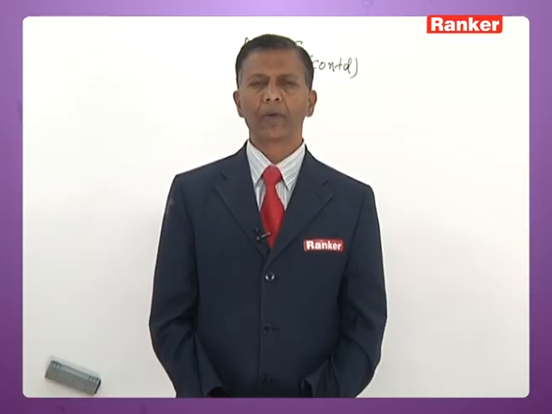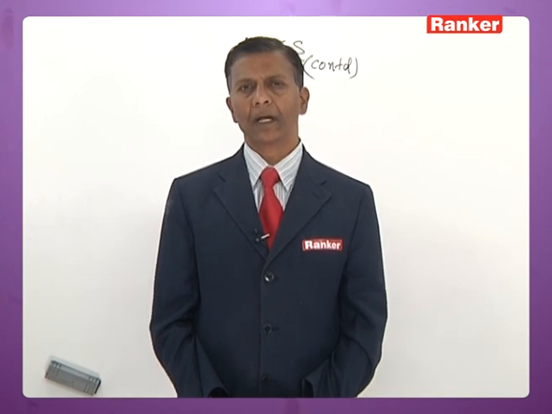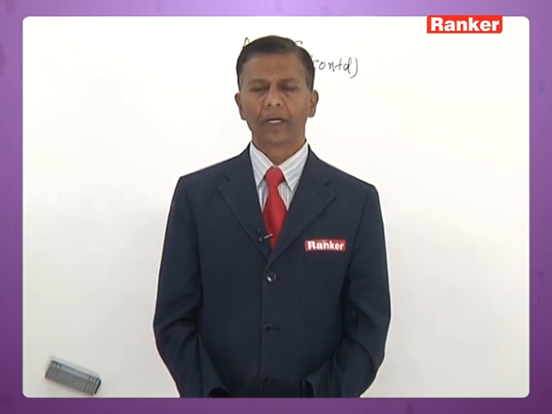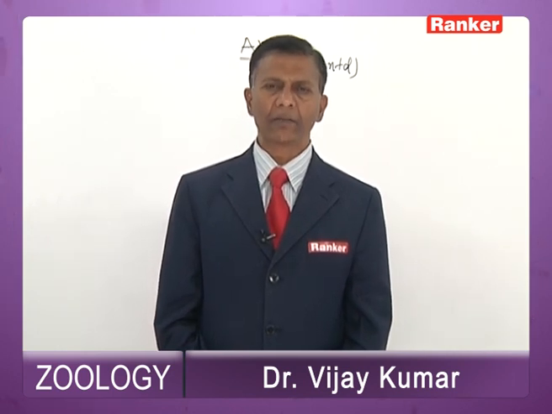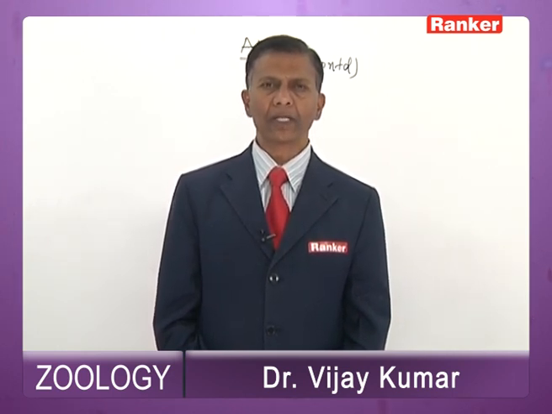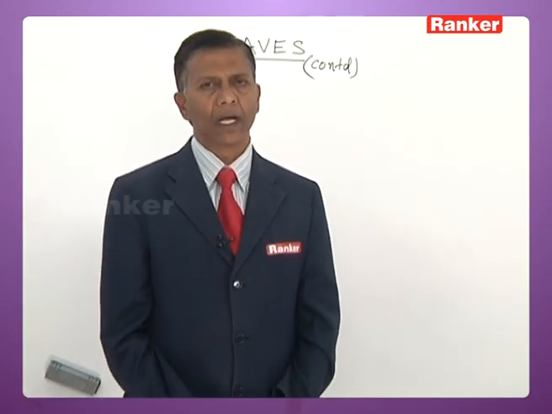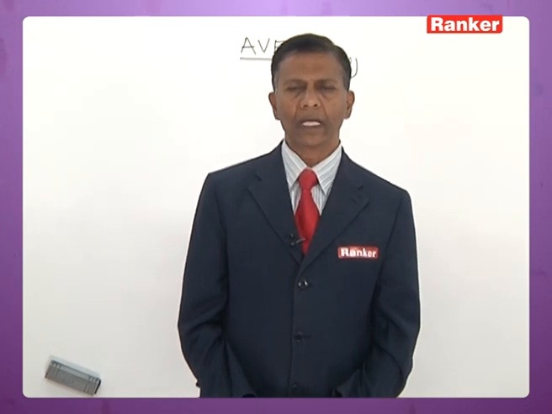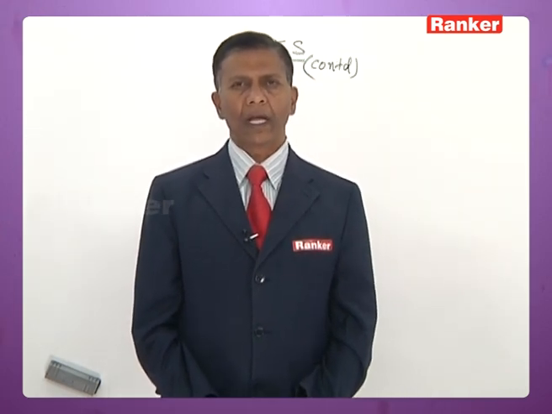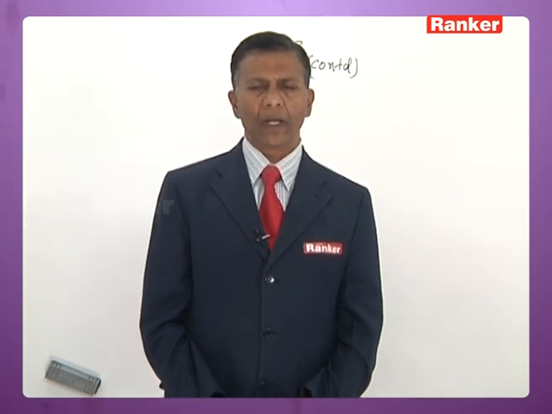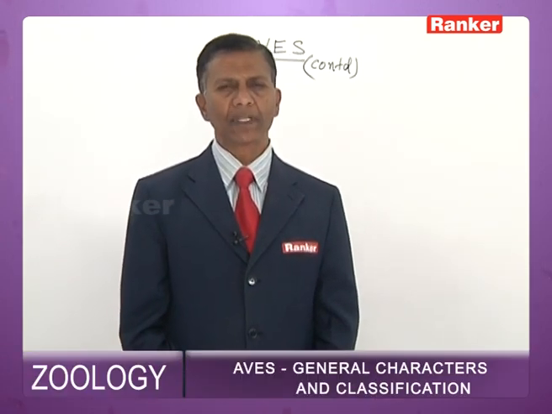So we were talking about the general characters of Aves. In Aves we talked about the endoskeletal modifications, and later on I made a mention about the muscles also. The flight muscles present in birds: Pectoralis major forms 1/3 of the body weight. It arises from the keel of the sternum, extends across the body and is attached to the inner surface of the humerus bone.